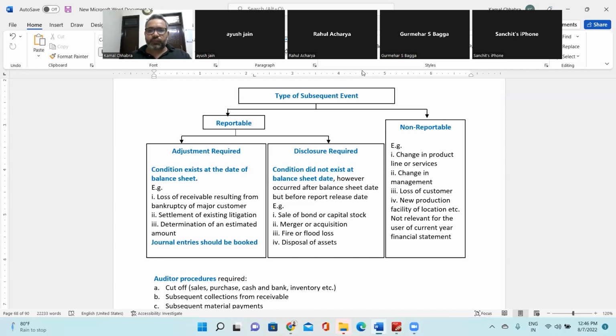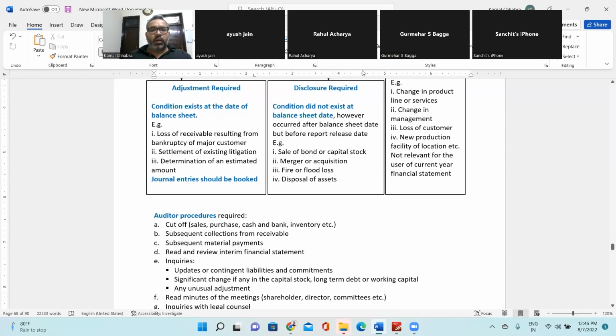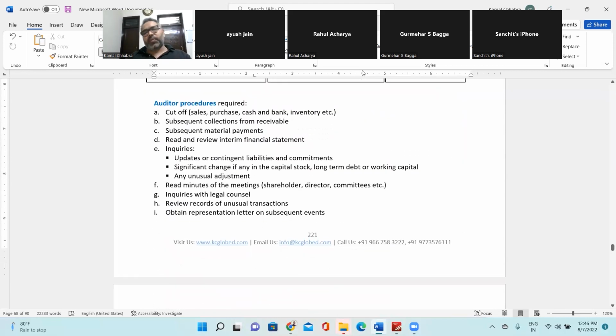Right? So audit procedure, what all audit procedures you'll be performing to identify the subsequent events and test those subsequent events. First is the cutoff procedure. How many of you have audit backgrounds? Have you heard about cutoff procedures for sales, purchase, cash, and bank? Right? What do we do in cutoff procedures?